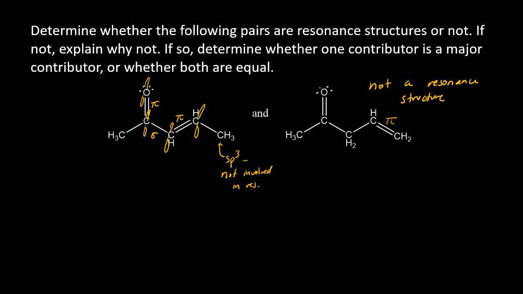All right, we broke a cardinal rule by moving our pi electrons toward an sp3 hybridized atom, and in the process we also switched the location of one of our hydrogens, right? So this has CH3, this is CH. In our second one here, we have CH2 and CH2, all right? So we moved a hydrogen, not allowed for resonance structure.